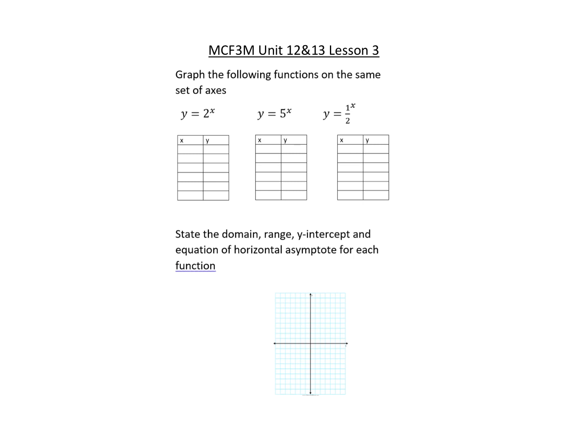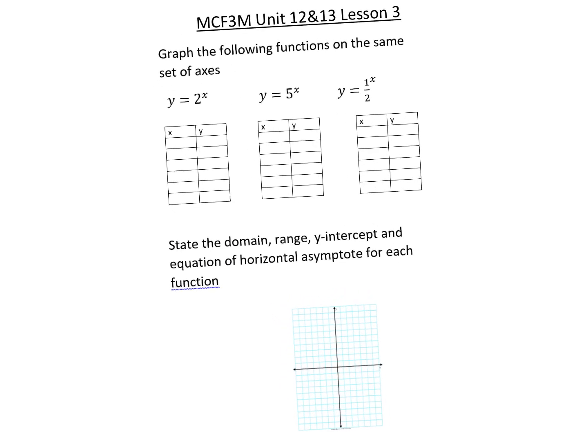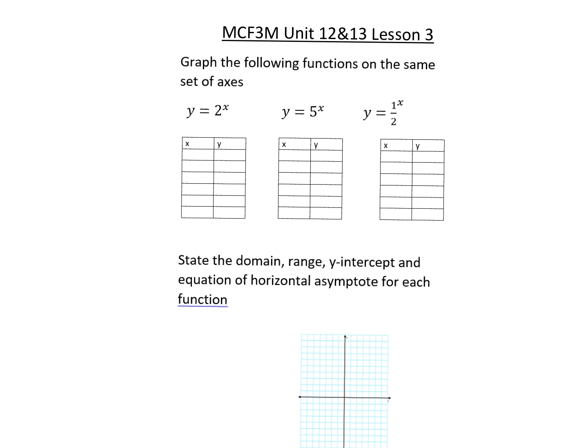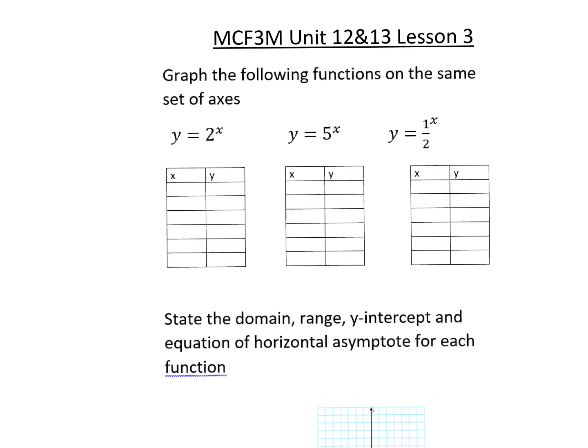In this lesson, we're just going to review a few of the concepts that we covered in the last two lessons. So we are graphing exponential functions, and then we're asked to state the properties of the function. A table of values is always a good way to find some points. Generally, we use a couple of negative numbers, 0, and a couple of positive numbers.